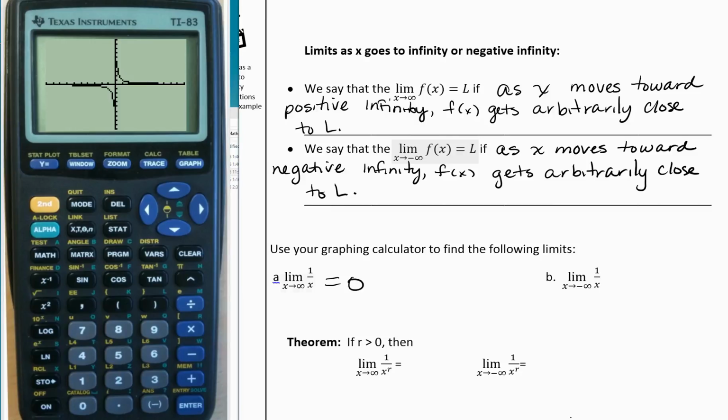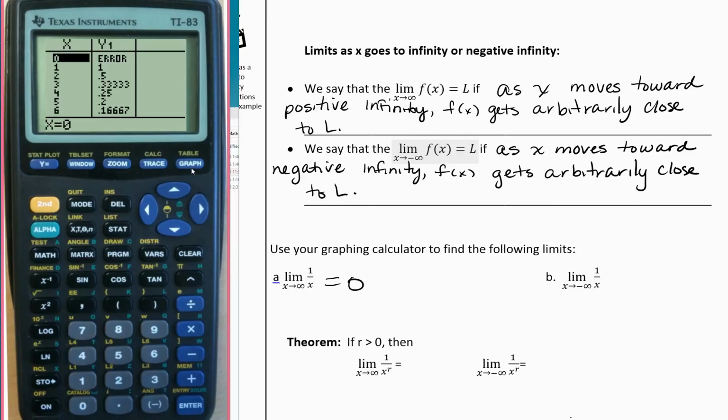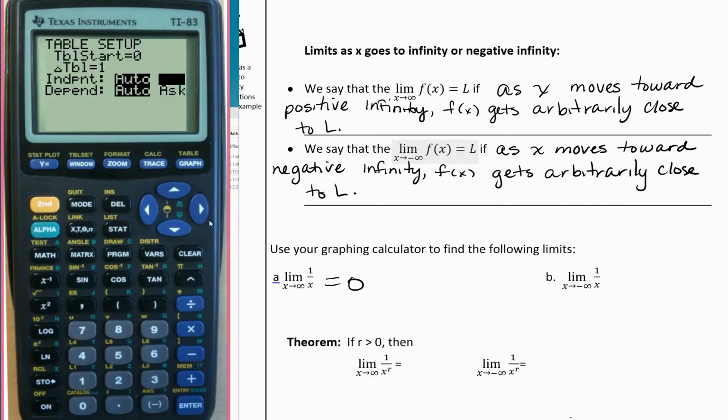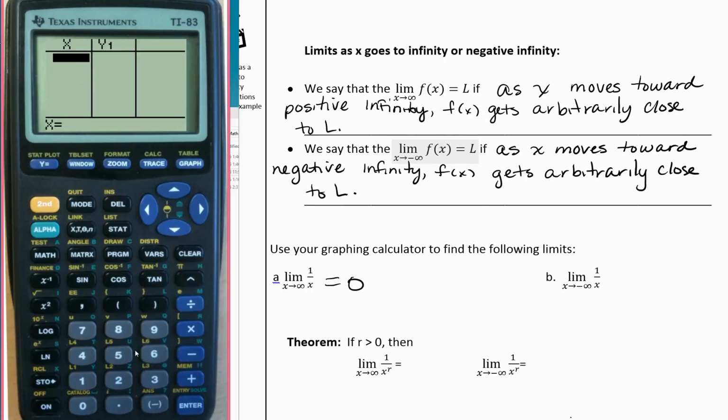Now the other way we could see that, if we go to the table, and I'm actually going to set this so I can put in whatever numbers I want. So if I put in something like 10, we get 0.1. Well, what if I put in 100? Then it's 0.01. If I put in 1,000, it's 0.001. If I put in bigger and bigger numbers, if I put in 10,000, we're now getting in scientific notation, but it'd be 0.0001. These are all going to be positive values, but they're getting closer and closer to 0.